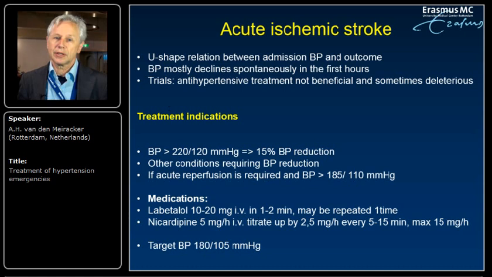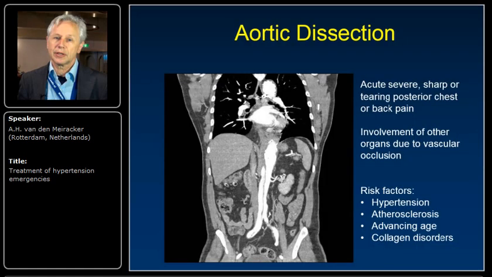Aortic dissection, as shown here on this CT scan, is associated with acute severe sharp or tearing posterior or back pain. Also, other organs can be involved due to artery occlusion, and the risk factors are shown here.